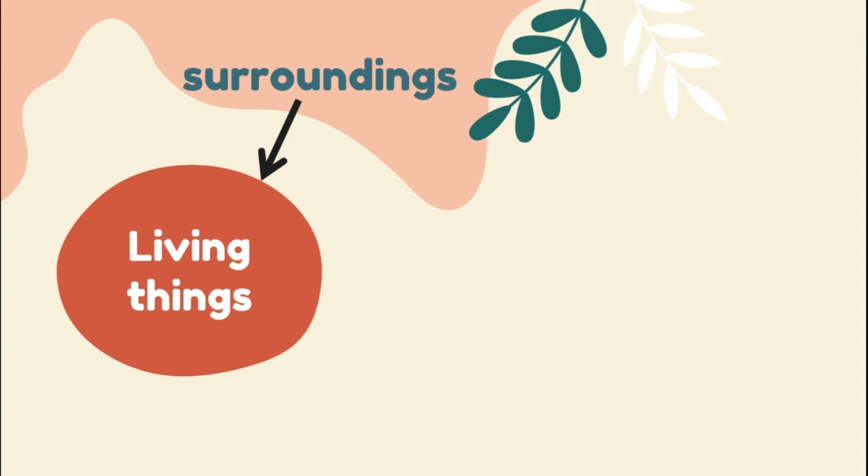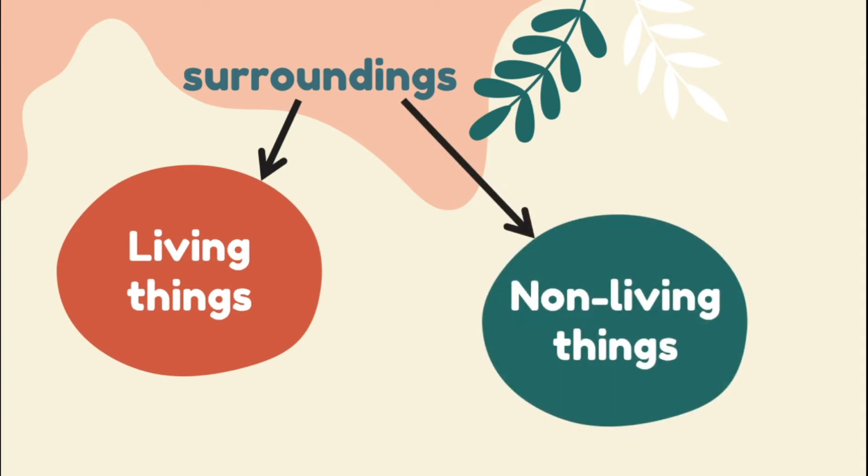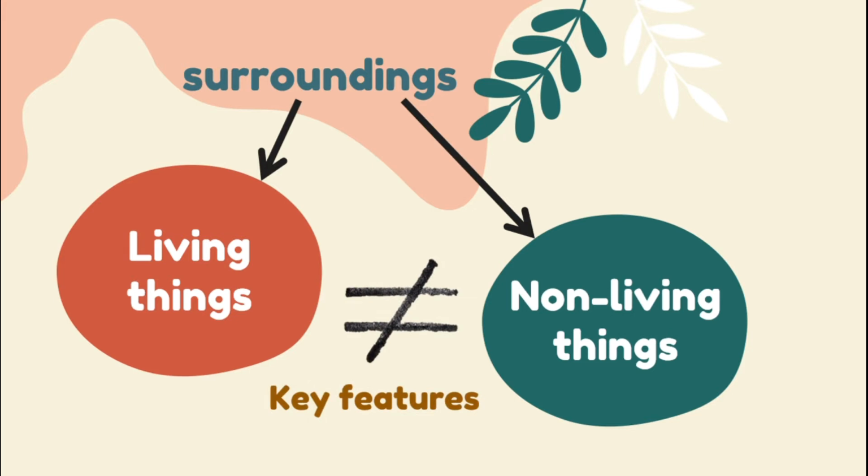What are different between 2 main groups? That is their features. Their features are not the same. These features will tell us which one is living things and non-living things. So what are the features of these 2 main groups of surrounding? Let me look inside it.